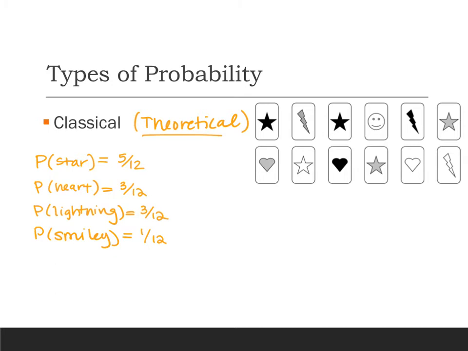So when we say for theoretical probability that we have to have equally likely outcomes, what it means is that for each and every one of these cards that I have, not star, heart, lightning, and smiley, I can get the theoretical probabilities because the cards are equally likely. If I were to shuffle those cards up and draw 1, I have a 1 out of 12 chance of getting every single one of those cards.